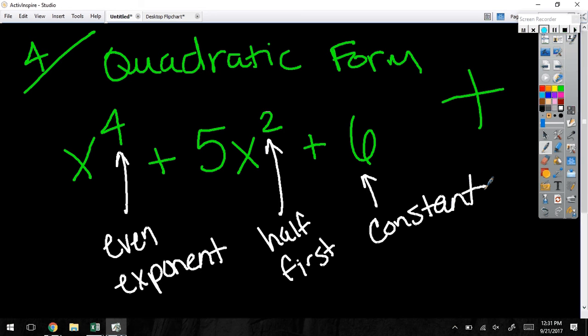What's the constant? Yeah, no variable hooked to it. Let's say, we'll just do this one and then we'll do another one.